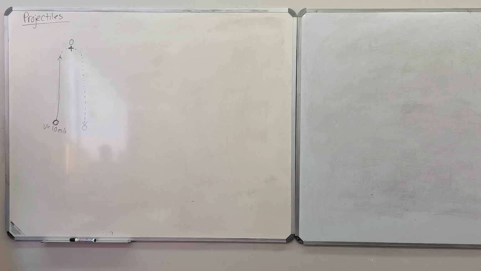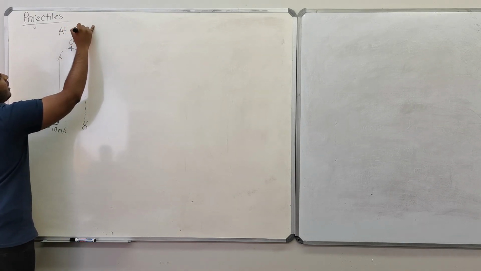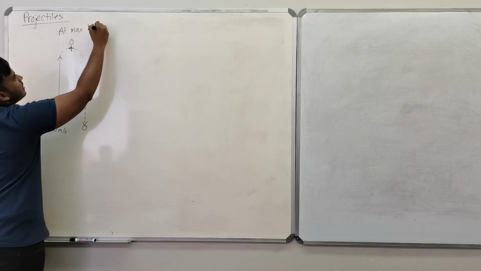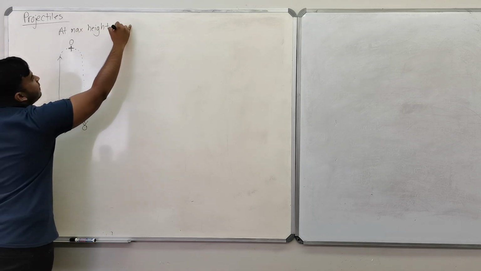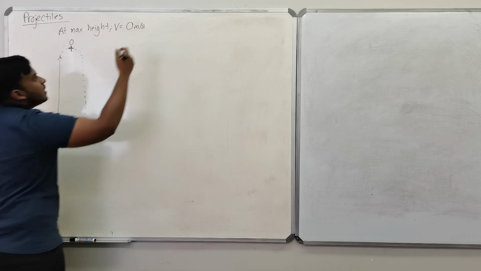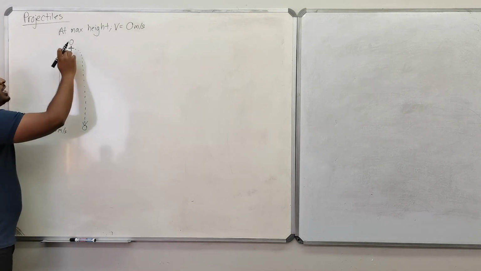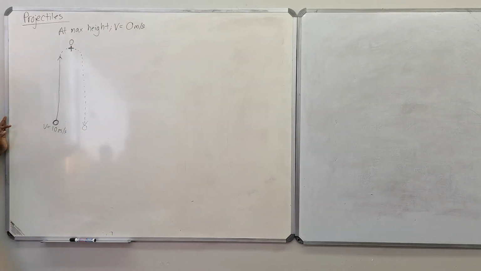We understand that? Okay. So what that basically means is that at your maximum height, the velocity is equal to 0 meters per second. Okay, we're cool with that. Also, the time taken to reach the maximum height would be what? Half of the entire time that it traveled.